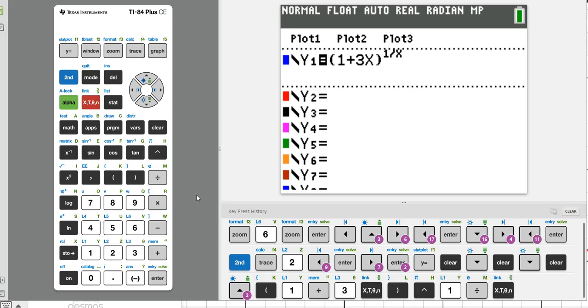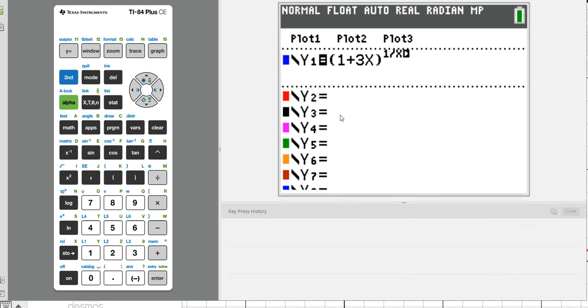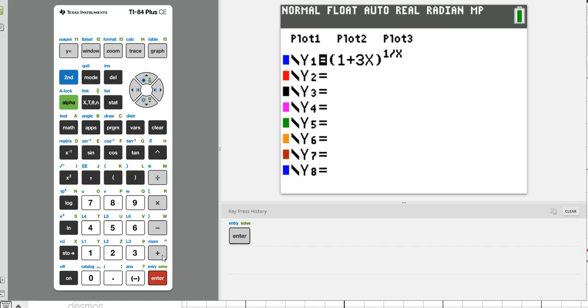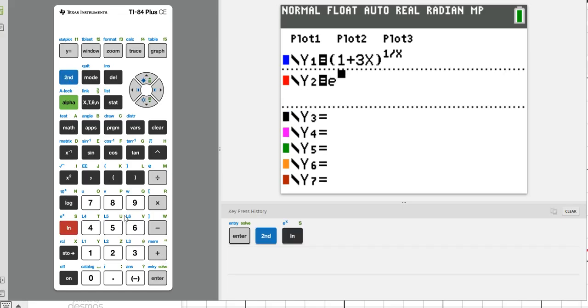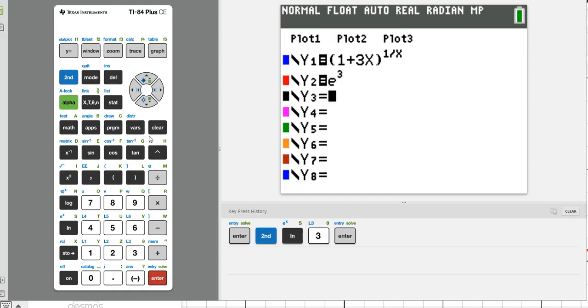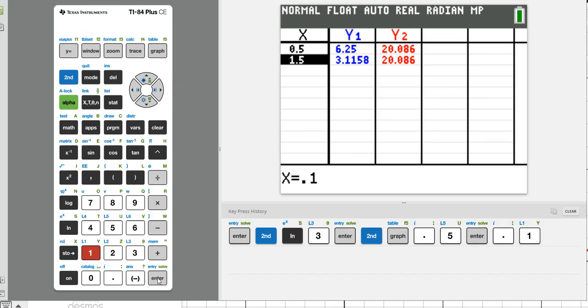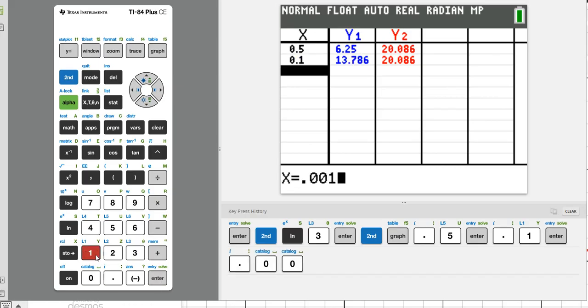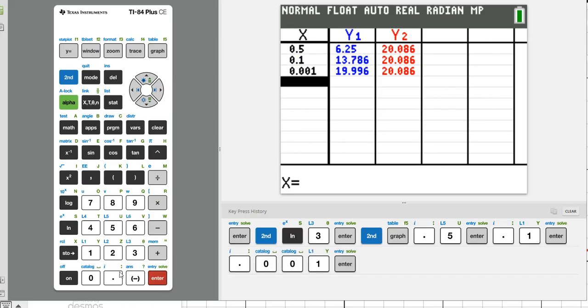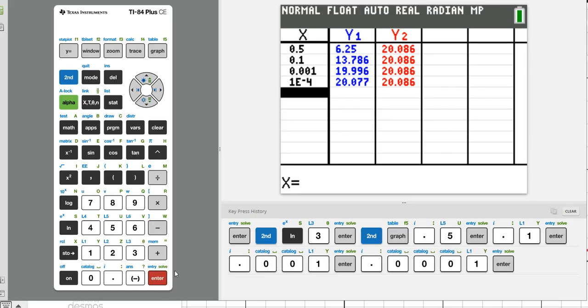Now we already looked at it with the graph, but there is actually another way that you can use your calculator to look at it and try and decide if you got the right thing. Let's compare our answer to e to the 3rd. So that's just a constant function. But what you could do is look at the table and get closer and closer. You can start with like 0.5, 0.1, 0.001, etc. And what you'll see eventually is that it's going to get pretty close to the limit.